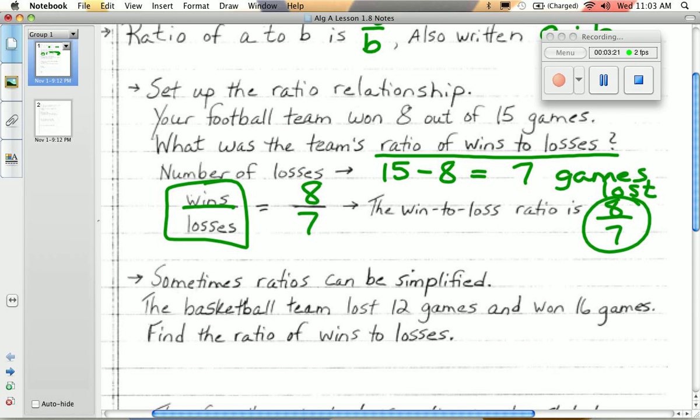Okay, so again, we've got to make sure we pay attention to the order and what they're asking us for. You don't just take the numbers that are in the problem and stick them in and call it good. Say, oh, well, there's a number 8 and there's a number 15, so I'll put 8 over 15. There's my answer. What would 8 over 15 compare? 8 out of 15. 8 what? 8 wins out of 15 games. That's what 8 over 15 would compare. So we have to make sure whatever comparison they're asking us to make, we're making the correct one.